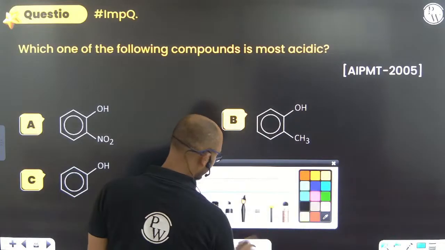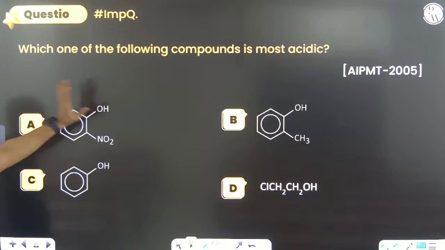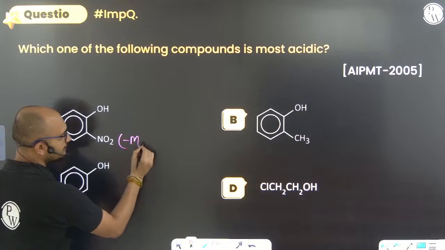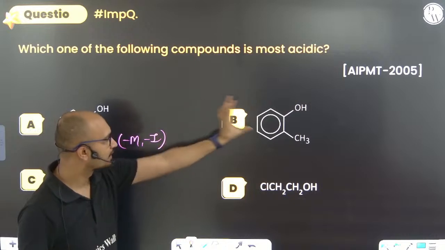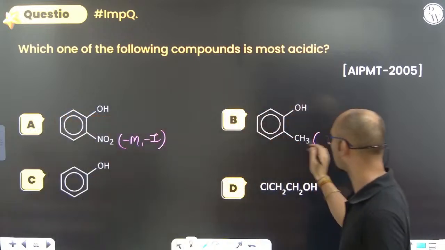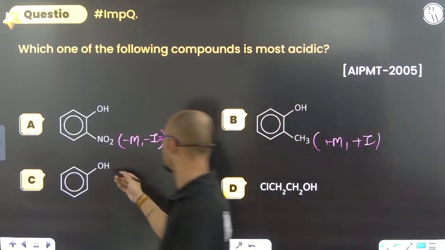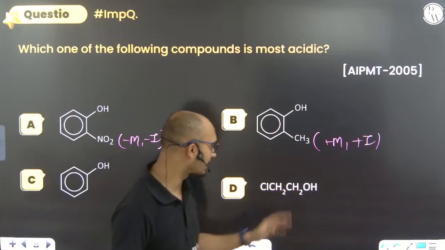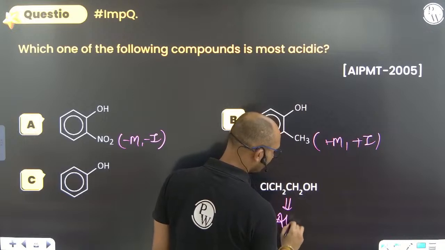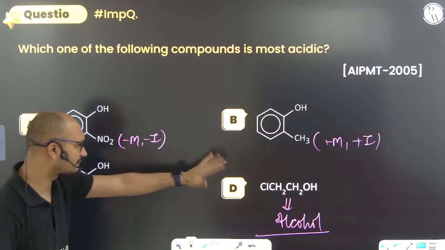To find the most acidic, brother, it is a simple thing. Come, look carefully. See, here phenol is there, nitro is there. Nitro is minus M as well as minus I at ortho, because at ortho minus M works. Okay. What about this CH3 at ortho position? At ortho, plus M as well as plus I. What about this? Can you see here there is no effect? No effect. Now here let's talk about CHCl3. Arey, it is nothing but just alcohol. Alcohol comes in very less acidic strength.